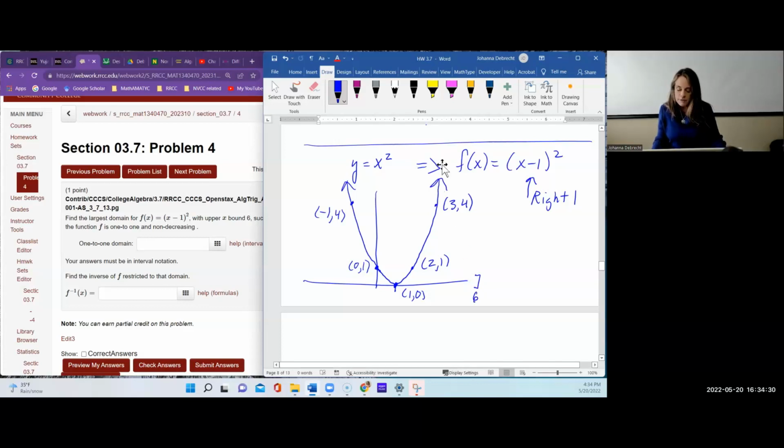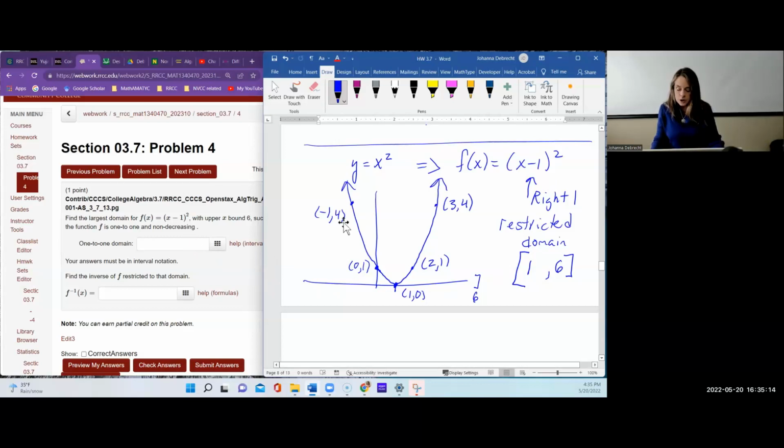Well, how far could I go on the graph until it started to repeat y values? Basically, down to the vertex. So I can use a restricted domain. They indicated that they want it to end at 6 on the right. Upper x bound means the right bound is 6. The lower bound can go until the y values begin to repeat, which is at the vertex. So what's the x coordinate of the new vertex? 1. My restricted domain would go from 1 to 6.